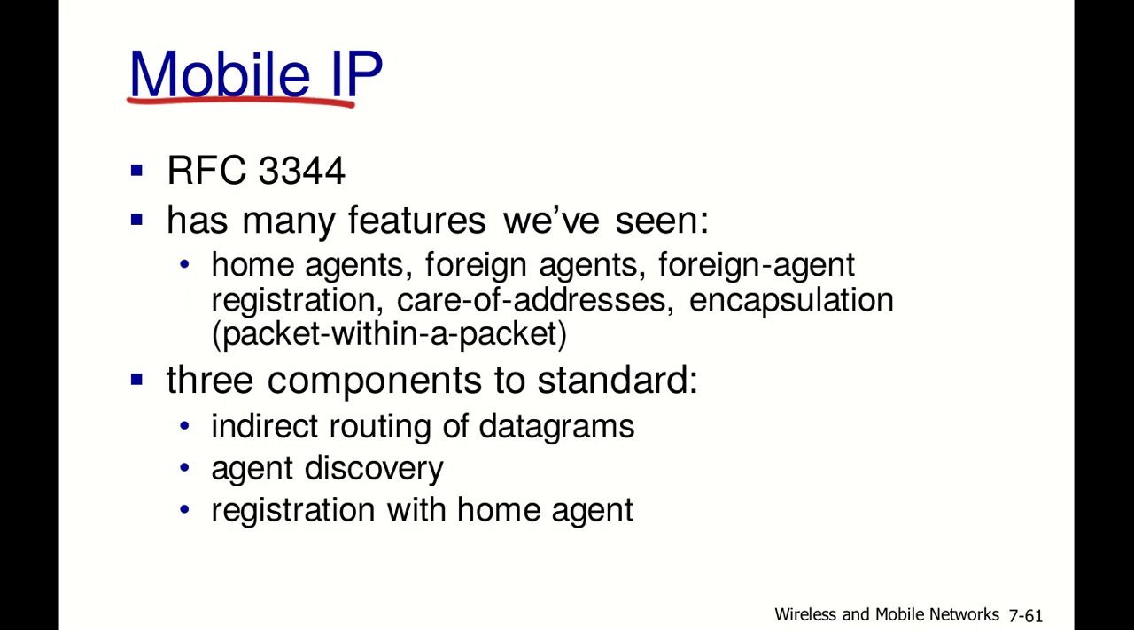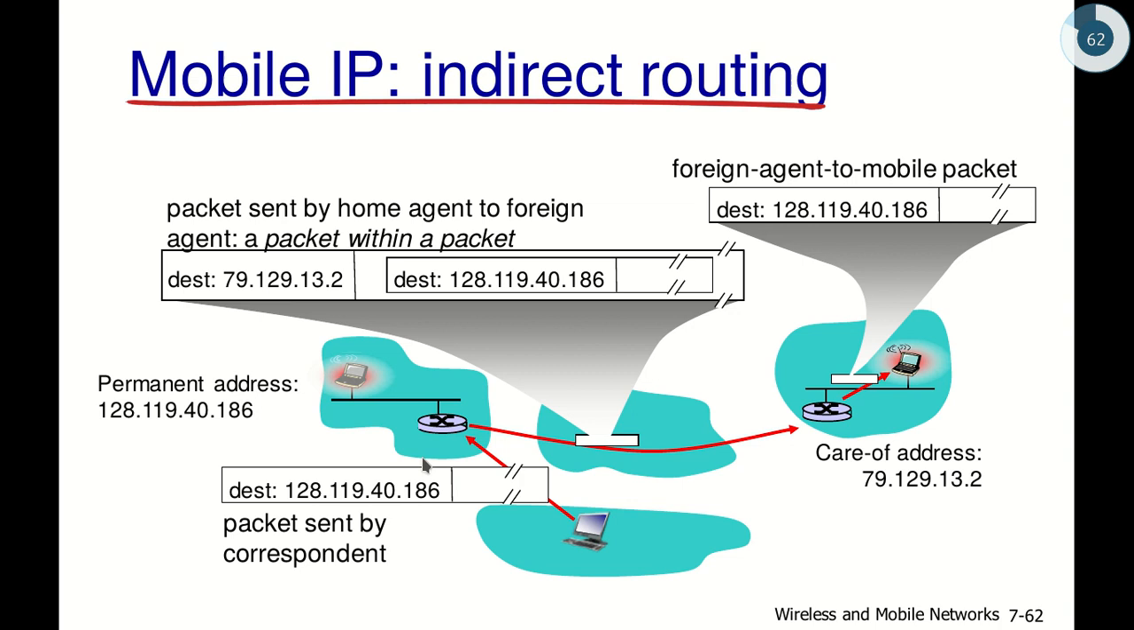Okay, so the standard is written in RFC 3344, and it has many features that we have already seen, like home agents, foreign agents, care of address, encapsulation. We haven't discussed encapsulation, but we'll talk about this later. There are three mechanisms included in the standard: indirect routing, agent discovery, and registration. We already discussed the first part, but we will add agent discovery. Okay, we'll go a bit more technical in this mobile IP section.